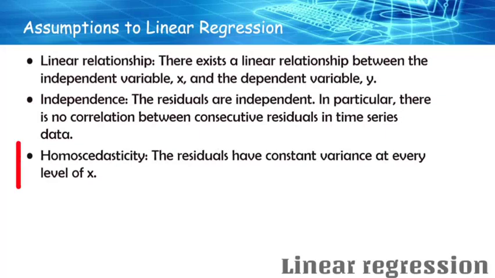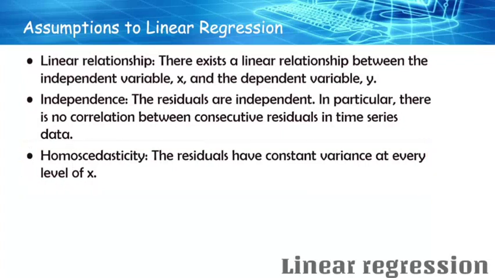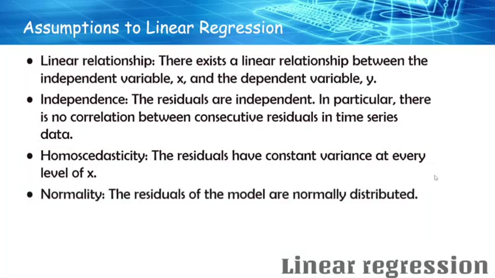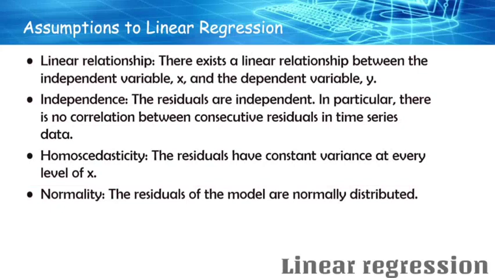And next is homoscedasticity. A little tongue twister there. The residuals have a constant variance at each level of x. This is with respect to individual residuals, else it will be heteroscedastic. And finally, normality. The residuals of the model are normally distributed. So again, that is the normality here.